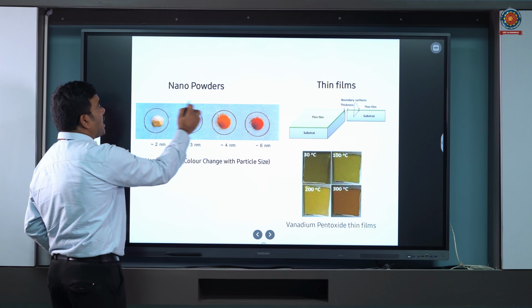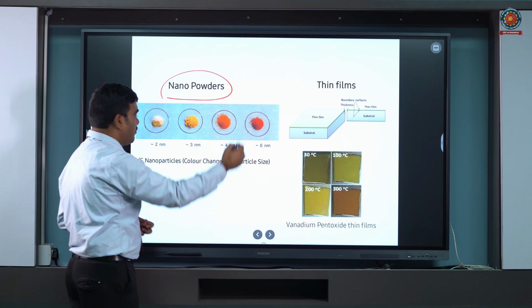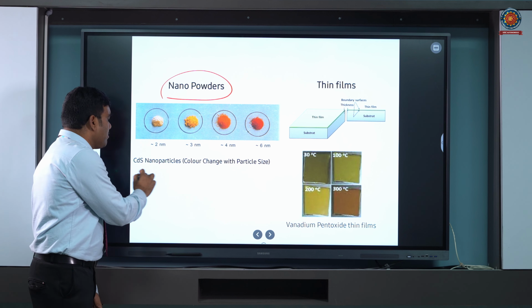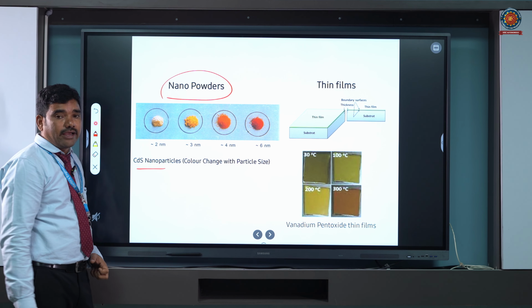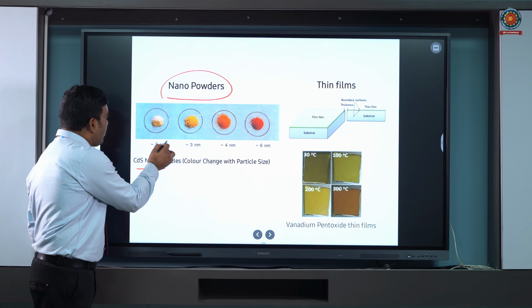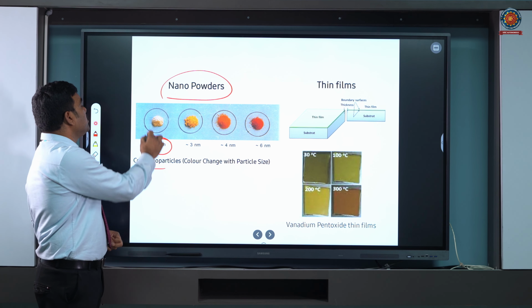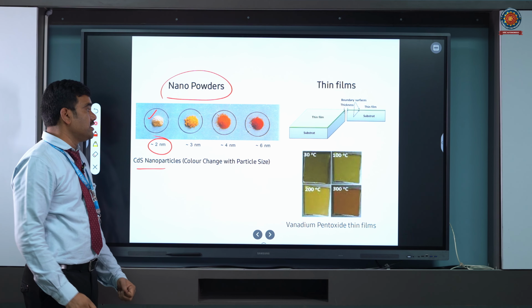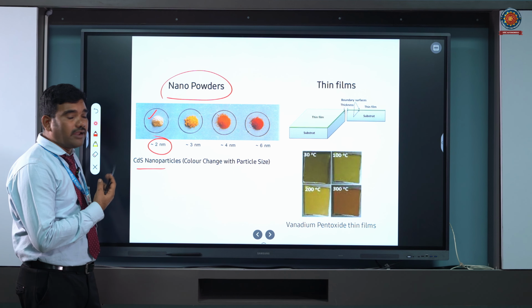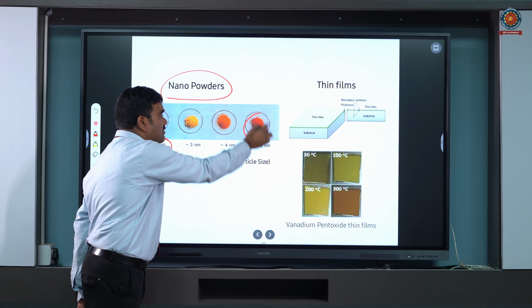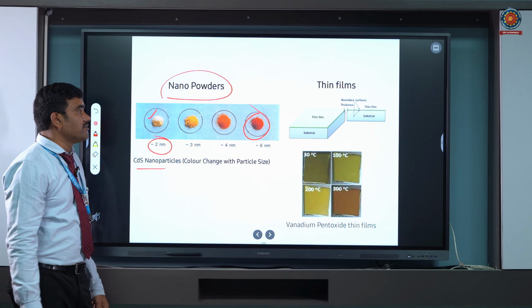See, this is the nano powder. This is the thin film. Here, the cadmium sulfide nanoparticles at 2 nanometers have a different color. That means these properties are different. At 6 nanometers, it has different colors.